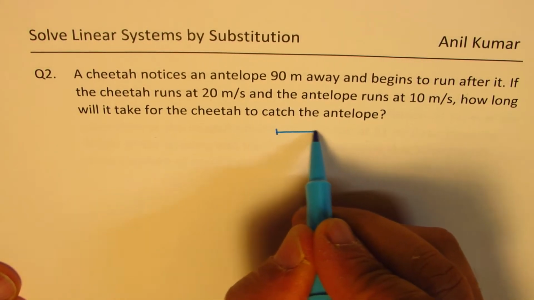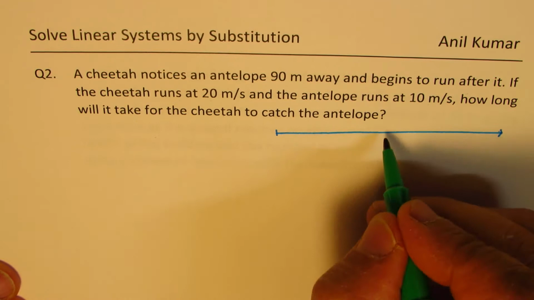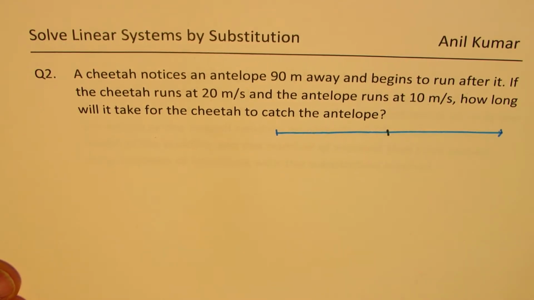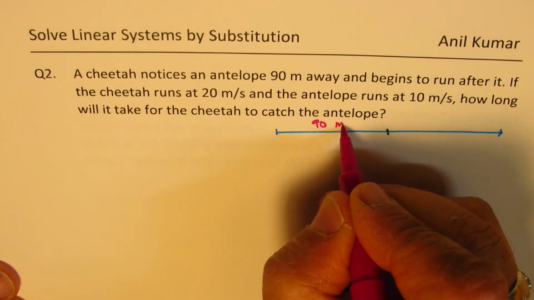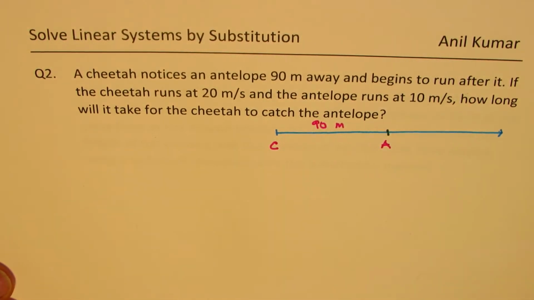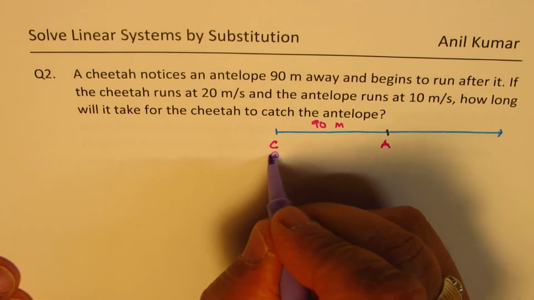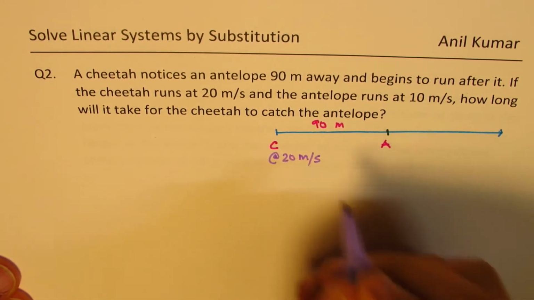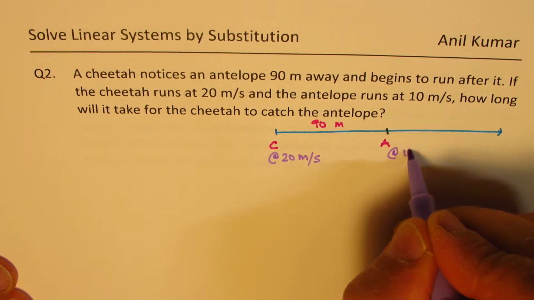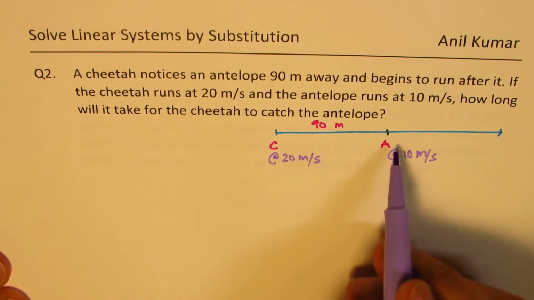Let's try to understand. What we are given here is that the antelope is actually 90 meters away. Let's say this is the distance, 90 meters, between cheetah and antelope, correct? And the cheetah can run at the rate of 20 meters per second. The antelope can run at the rate of 10 meters per second, right? So somewhere the cheetah will be able to catch it much faster.